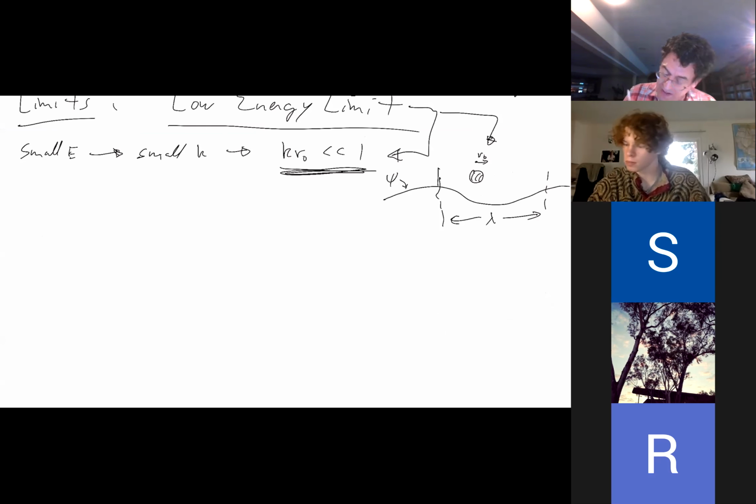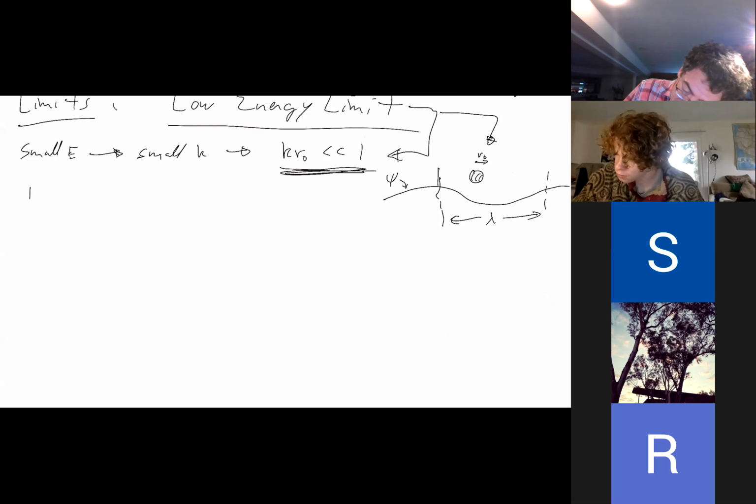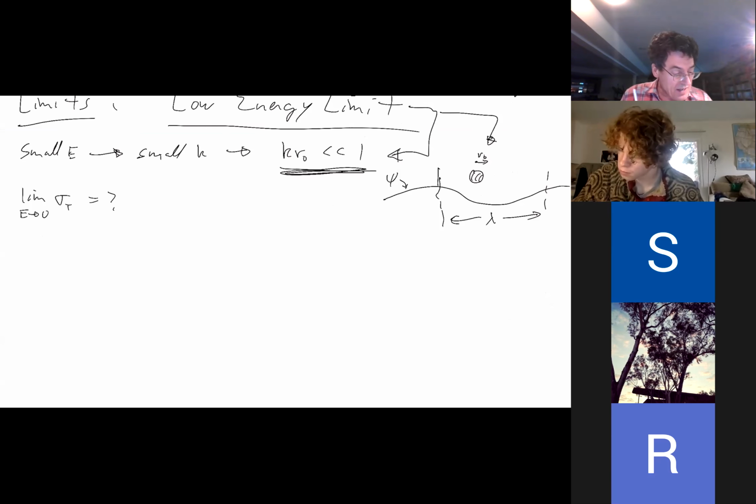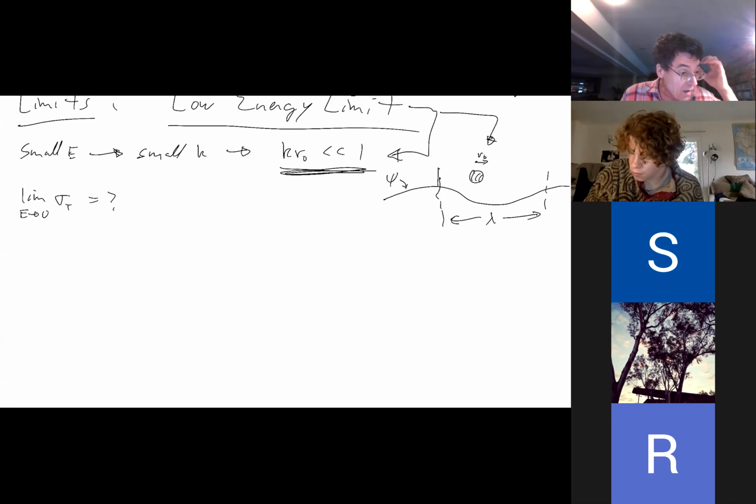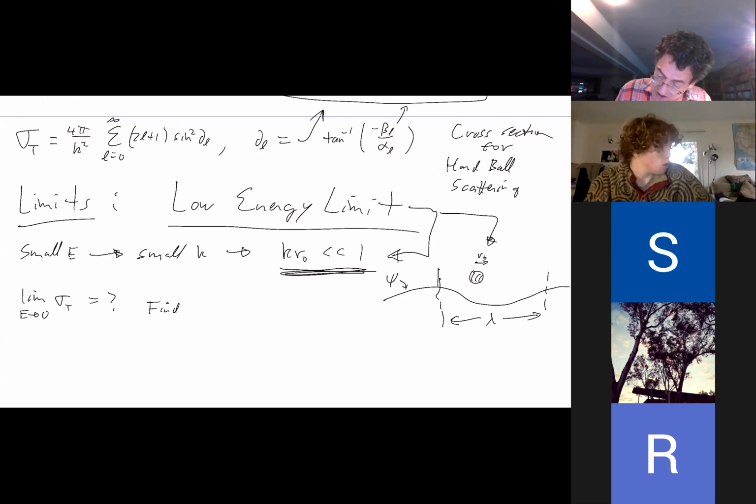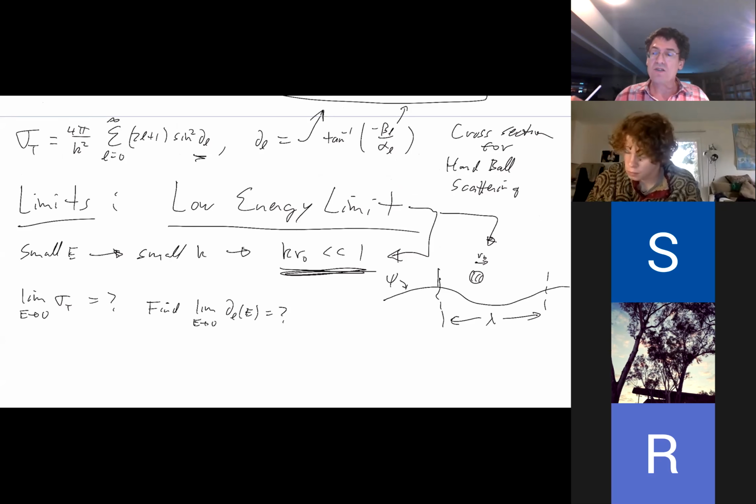And so let's consider this limit. The question is, what is the total cross section in the low energy limit? Let's take that limit. We know the formula for the cross section depends on these phase shifts. So we have to find the limit as E goes to 0 of the phase shift. Okay, so let's do that.